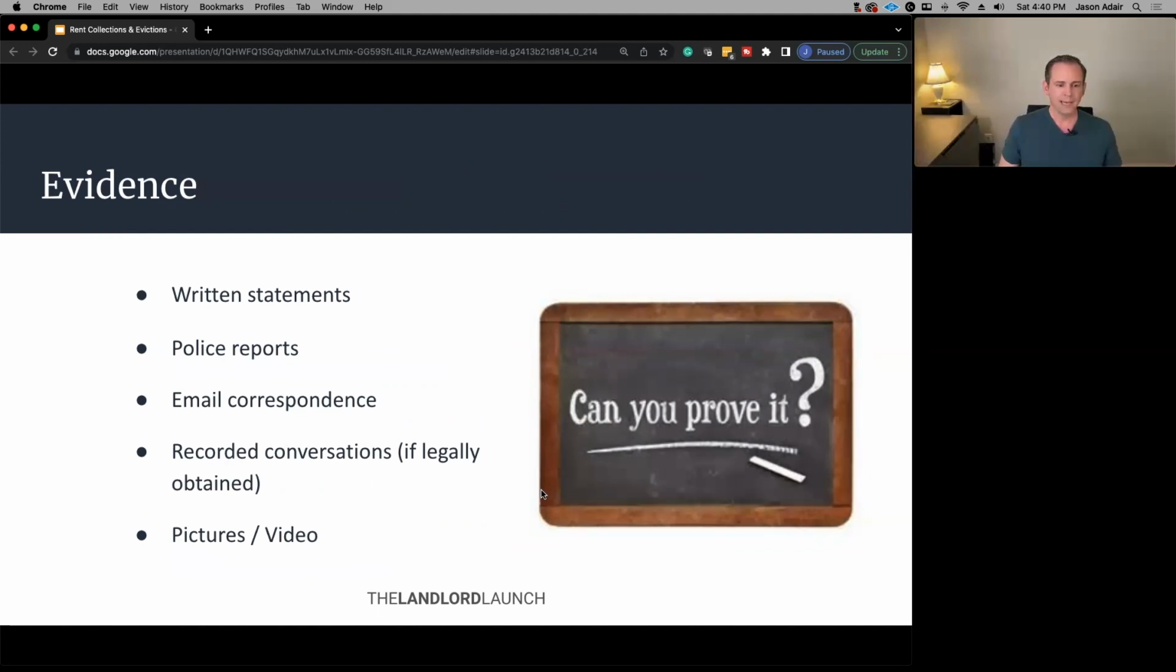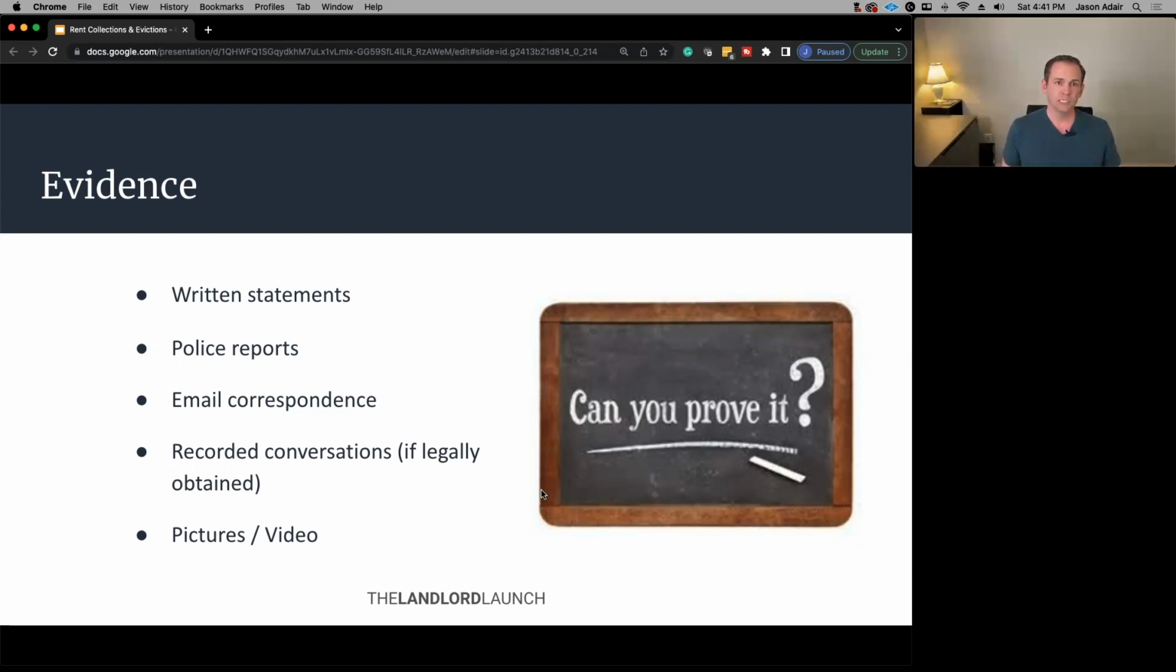So evidence, what kind of evidence? One, stuff that you can prove. Again, written statements. If the neighbors are sending you emails saying dogs are barking all throughout the night and they're not cleaning up the waste and it smells, and you have a no pet policy, then written statements from the neighbors, pictures are great, police reports, again, your email correspondence, recorded conversations.